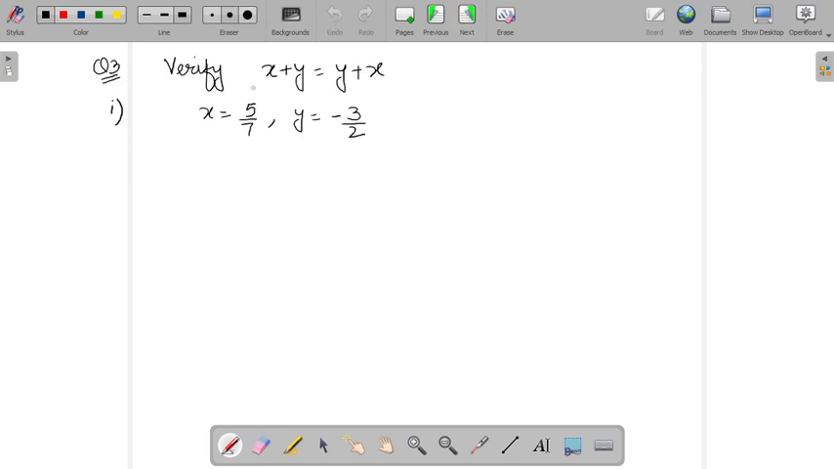Now question 3. Question 3 type of questions are very important, in which you have to verify. The question is, verify x plus y equals y plus x. Whenever a verify question is there, or verification, or prove that, then always you will take LHS and RHS separately. LHS means left hand side and RHS means right hand side.